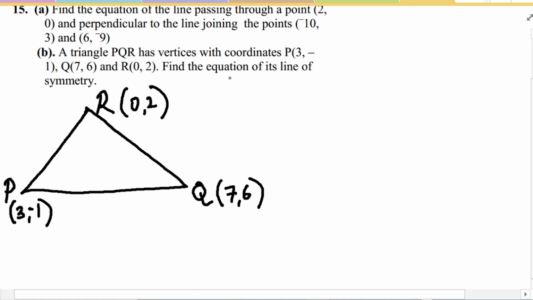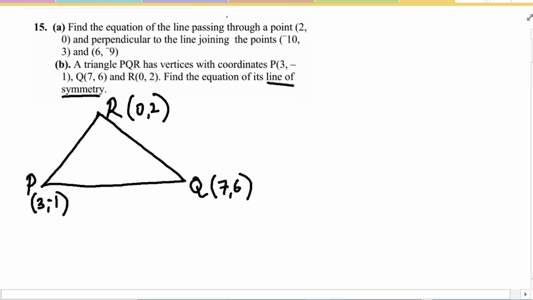So what is a line of symmetry? A line of symmetry is a line that is going to divide an object or a polygon into two equal parts. Now this is a triangle PQR. Let me give some examples here. If we have a triangle like that, and this side and that side and that side are the same, then that triangle is called an equilateral triangle, right?